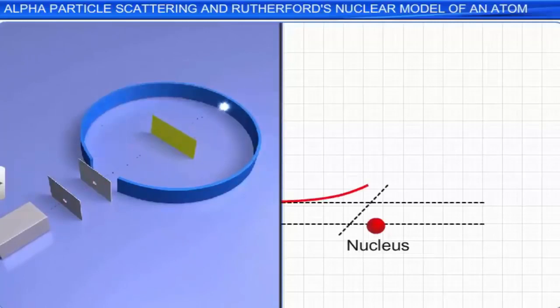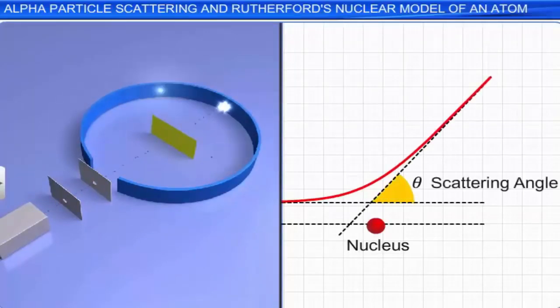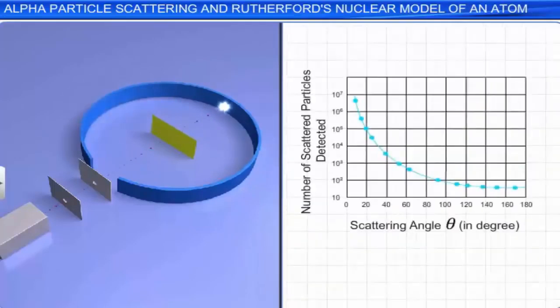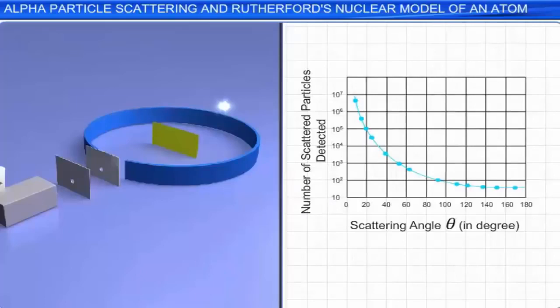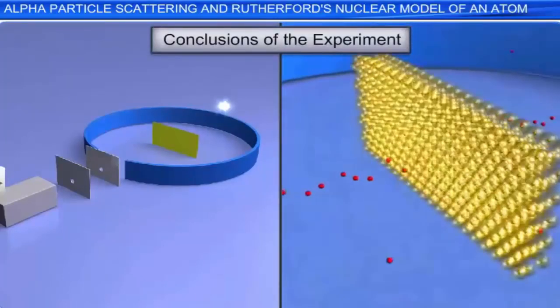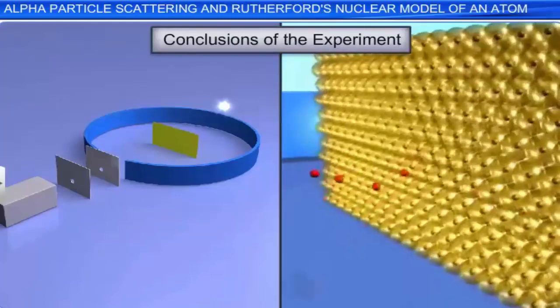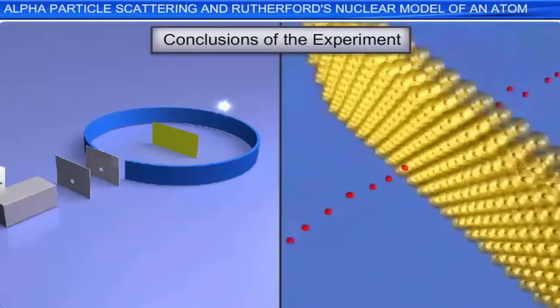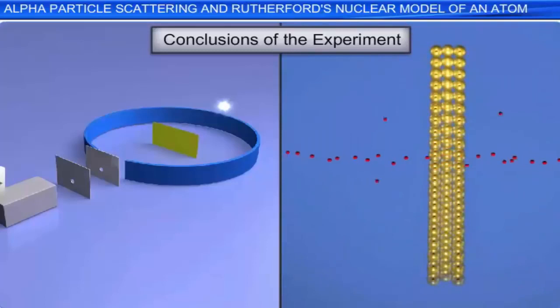A graph was plotted between the number of scattered particles detected on the y-axis and the scattering angle on the x-axis. Based on the data from the graph, Rutherford made the following conclusions. The number of particles for nearly zero angle of scattering was very large, indicating that most of them had passed almost straight through the gold foil. This implied that most of the atoms must have been empty.